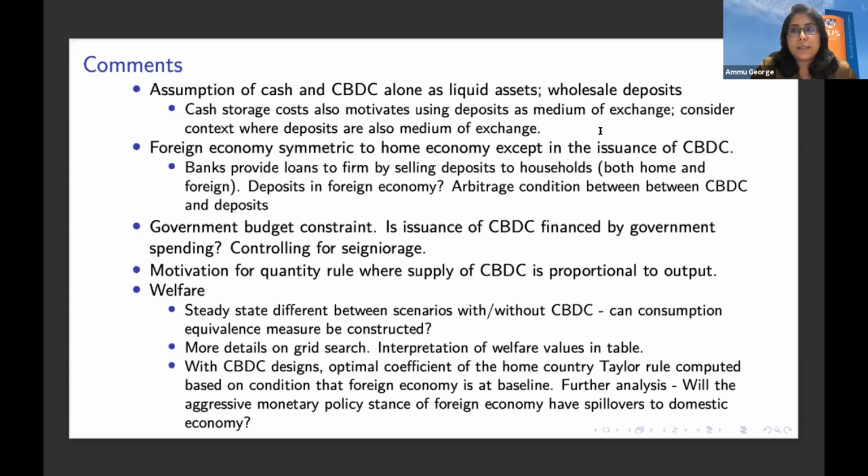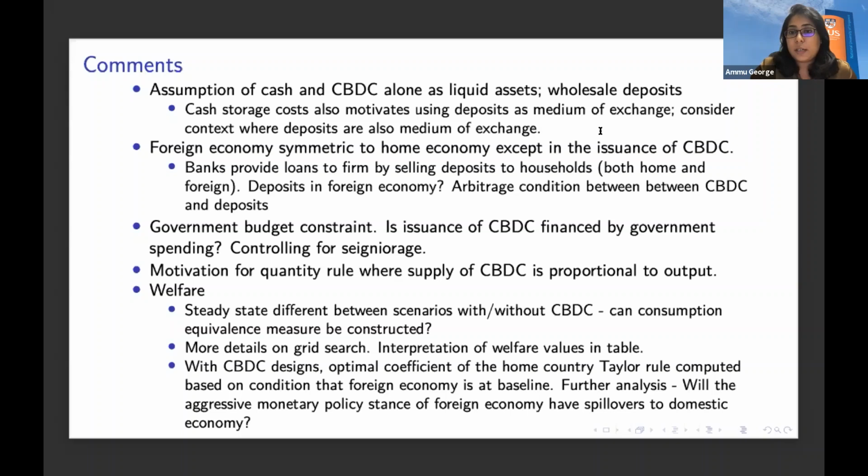Then my next comment is with respect to the motivation for the quantity rule. You assume that the quantity of CBDC is proportional to the output. Is there some motivation for using that kind of rule? Then finally, with respect to welfare, I see that you have constructed a consumption equivalence between regimes with and without CBDC. But then the steady state of consumption would be different between both these regimes. So can a consumption equivalent welfare be constructed?